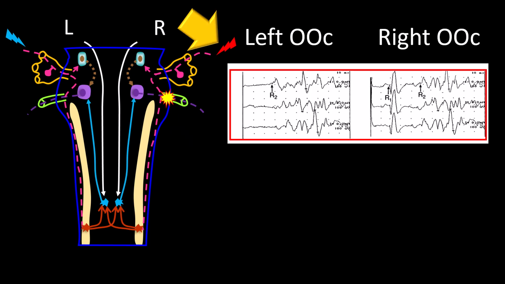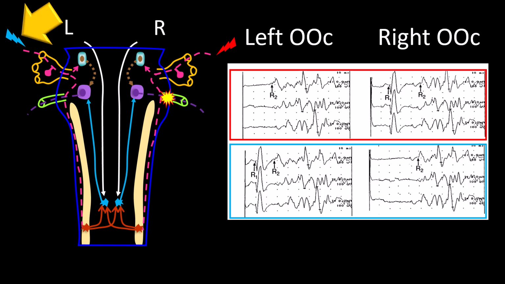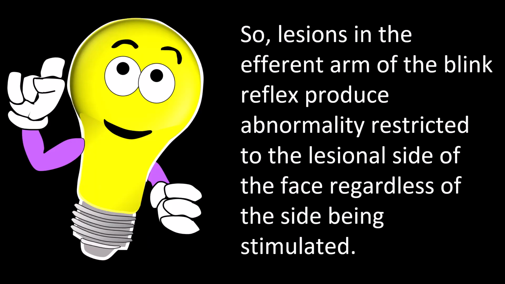Lesions localized to the efferent arm producing conduction slowing: stimulation on the affected side produces delayed R1 and R2 ipsilateral but normal R2 contralateral. Stimulation in the non-lesional side, in this case the left side, generates normal R1 and R2 ipsilateral but an abnormally delayed R2 contralateral. So lesions in the efferent arm of the blink reflex produce abnormalities restricted to the lesional side of the face regardless of the site being stimulated.